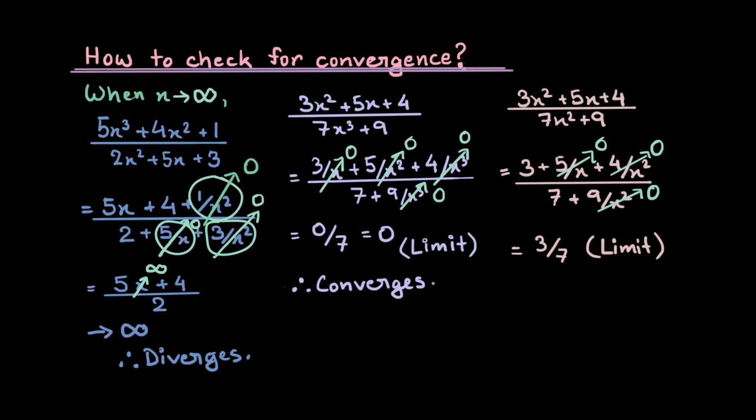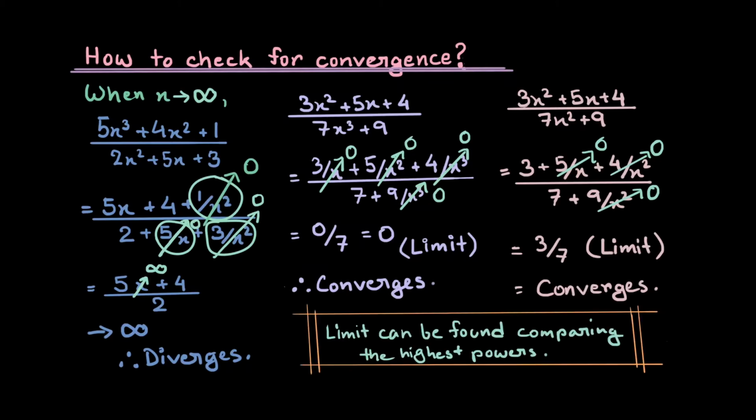So this fraction does not converge to 0. Instead, it converges to a different value, 3 by 7. So this fraction also converges. Now that we know how convergence works, we can solve an example question.